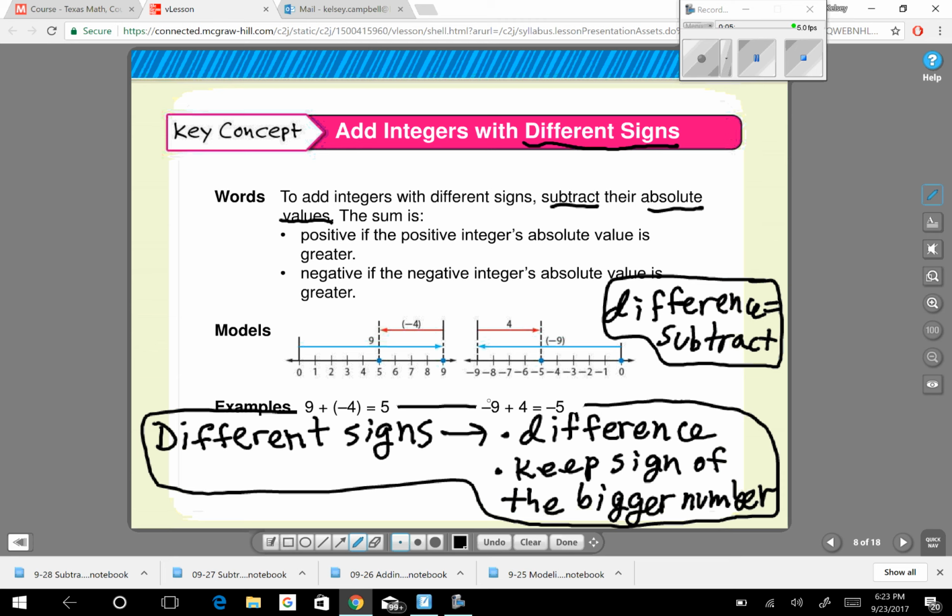Now over here we have negative 9 plus 4, and that came out to be negative 5. They have different signs, negative 9, positive 4. You have to take the difference, 9 minus 4, that would be 5. And then since the negative number had the bigger value, the bigger absolute value, our answer is going to be negative. So that's really all there is to it. So now we'll do a few examples so we make sure that we've got this down.